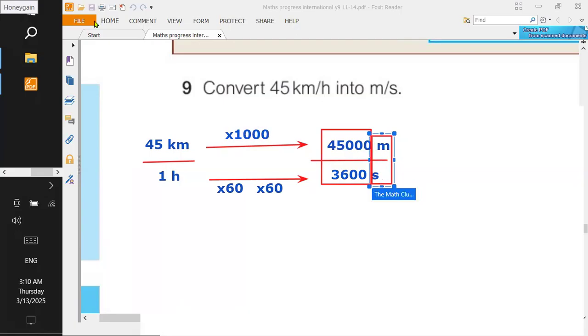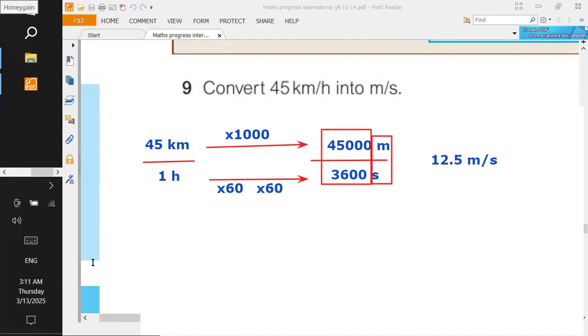Meters per second. So let's do the calculation. 45,000, three zeros, divide 3,600. And the answer is 12.5, and the unit next to it, which is meters per second. And this is how you answer a question like this. So focus on converting units and how to write them after you finish converting them into a fraction.